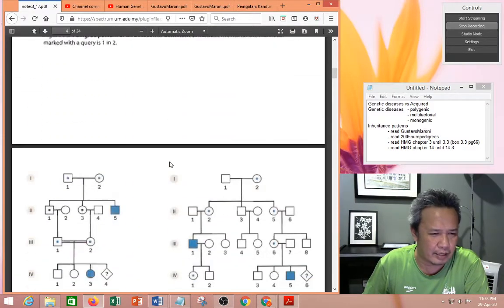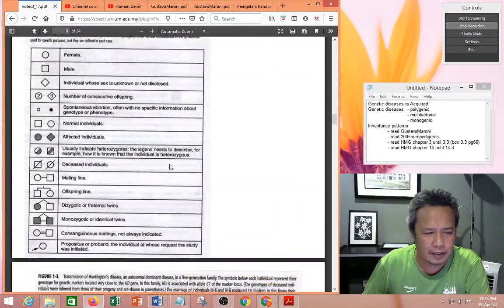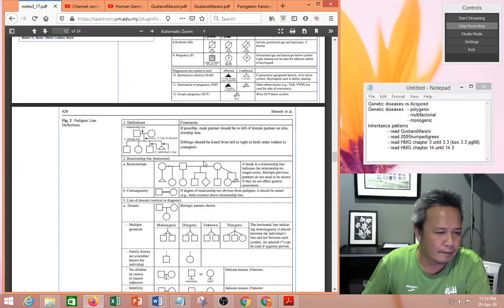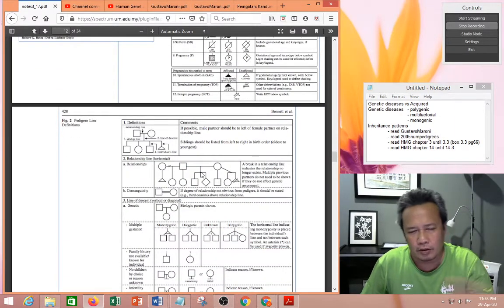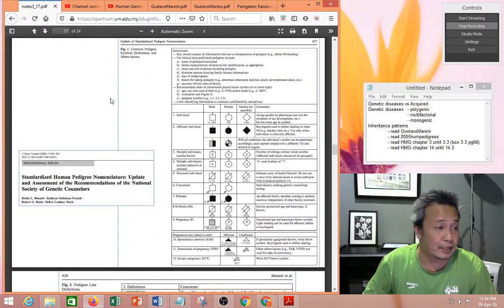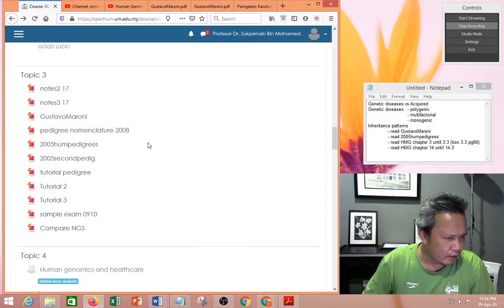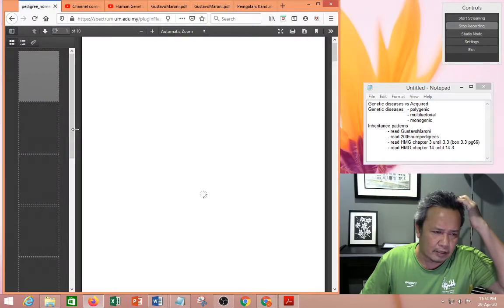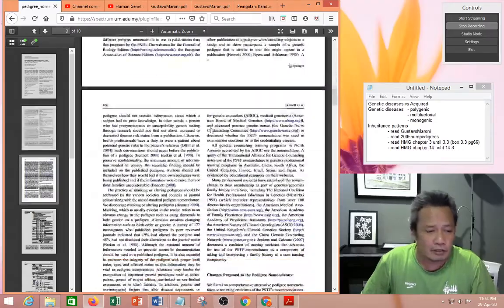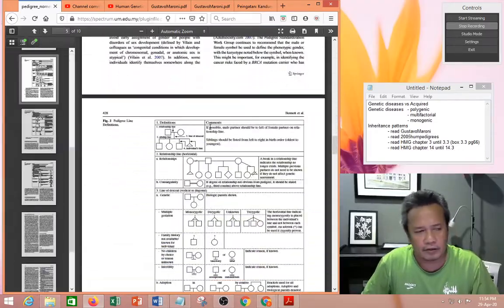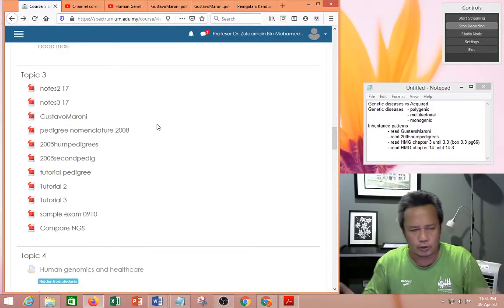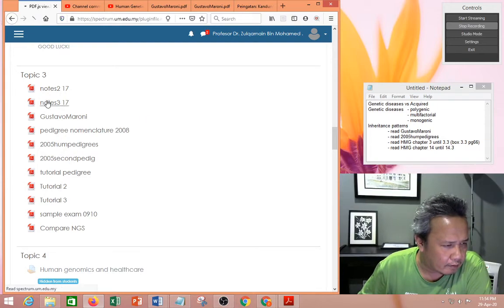It's only when you see papers that you start seeing very complicated symbols like these ones, and so on. So I'm just showing you this paper. There's a paper here also. If you look here, this one, Pedigree Nomenclature 2008, right? Standardized Human Pedigree Nomenclature. If you're interested in studying human genetics, this is one of the things that you can refer to, because sometimes you want to explain something that is quite unique to that family. You don't use the general symbols.